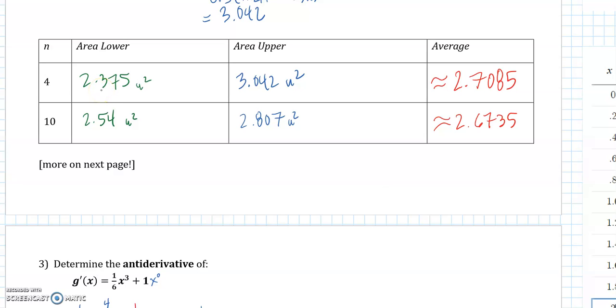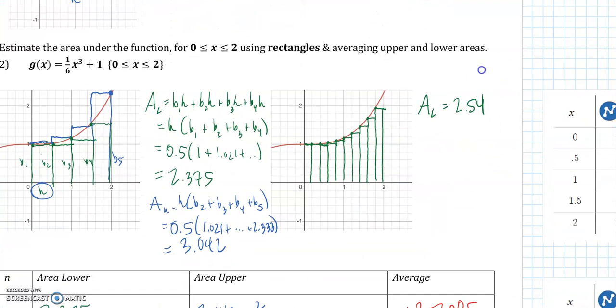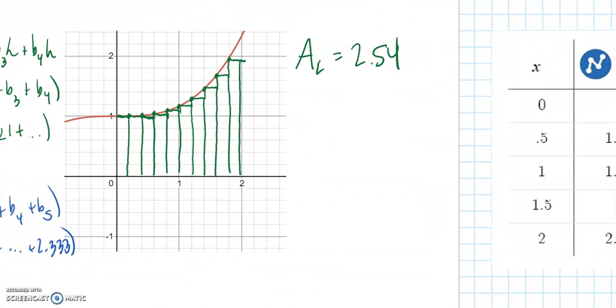So that's what the lower one came to, the upper one came to that, and then I averaged those two. I added those two up and divided by 2 in order to get that estimate of the area with rectangles. Now we get an even better estimate if we use more increments.